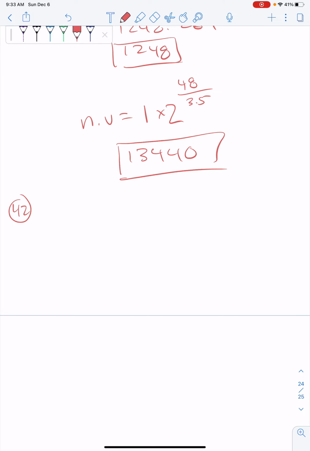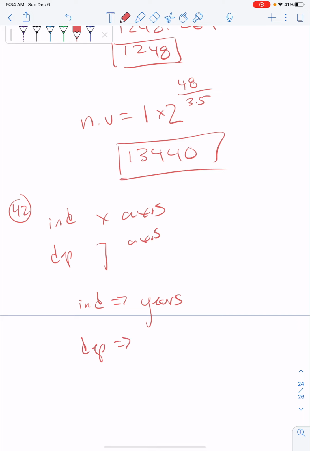If you're still here, consider the graph, identify the independent and dependent variables, describe the function. Okay, independent is the x-axis. Dependent is the y-axis. So whatever's going across the bottom, for me, across the bottom is my independent variable, which is years. And my dependent variable going up the y-axis is population.